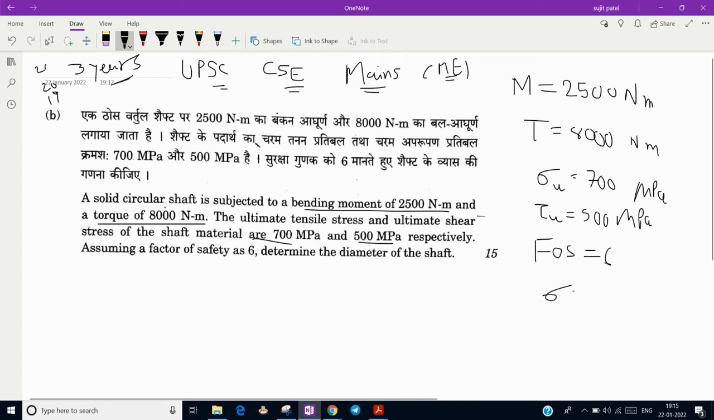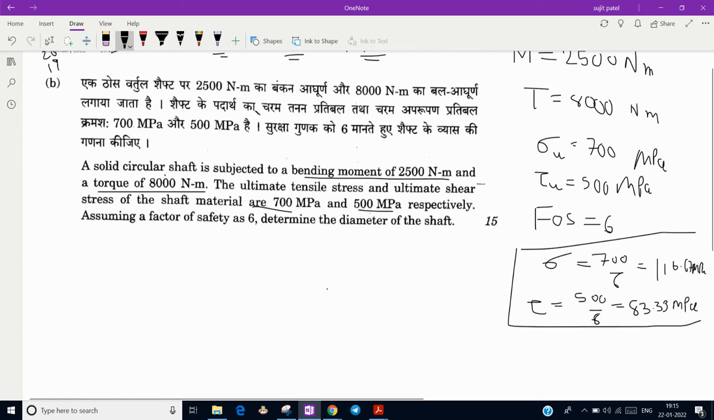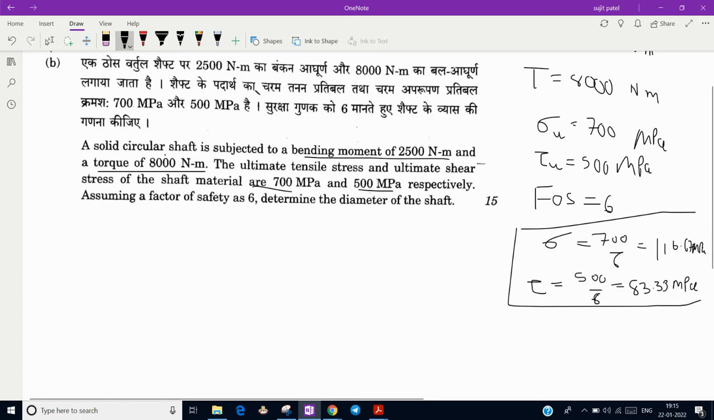First of all we have to find the working tensile stress, that is 700 by 6, which turns out to be 116.67 megapascal. And working shear stress, that is 500 by 6, that is 83.33 megapascal. Just keep this value aside. Now we have to find the diameter of the shaft, and the unit should be in mm. Here the unit is not mentioned, but generally we will find it in mm.